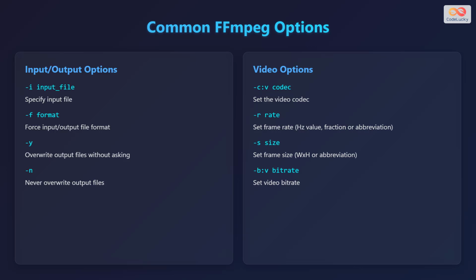When working with video, -c:v sets the video codec. -r adjusts the frame rate, specified in hertz. -s sets the frame size using width by height or an abbreviation. And -b:v sets the video bitrate.